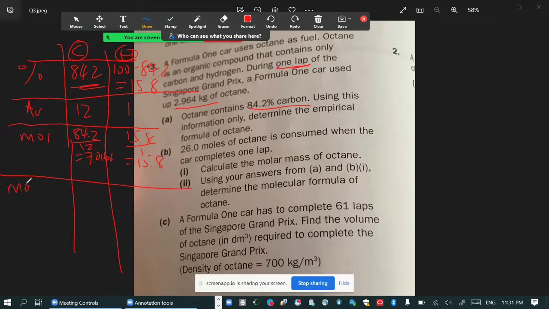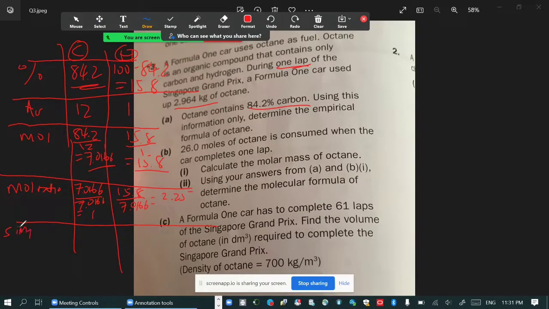Then we have mole ratio. For the mole ratio, we have to divide the mole by the smaller mole. In this case, the smaller mole is 7.0166. So we divide 7.0166 by 7.0166, and that will give you 1. And likewise for 15.8, we divide by 7.0166, and that will give you 2.25. This is the mole ratio.